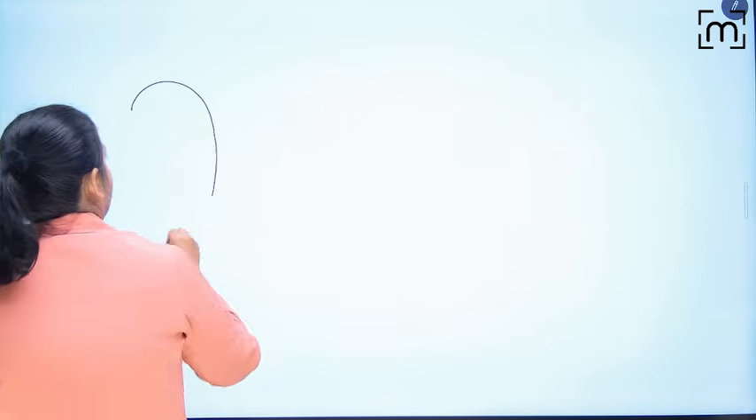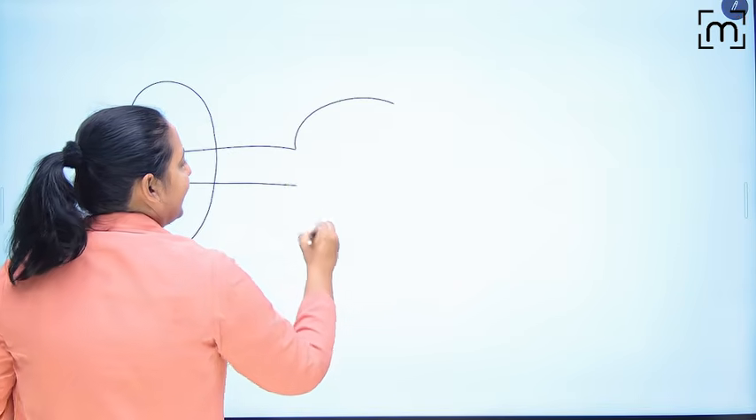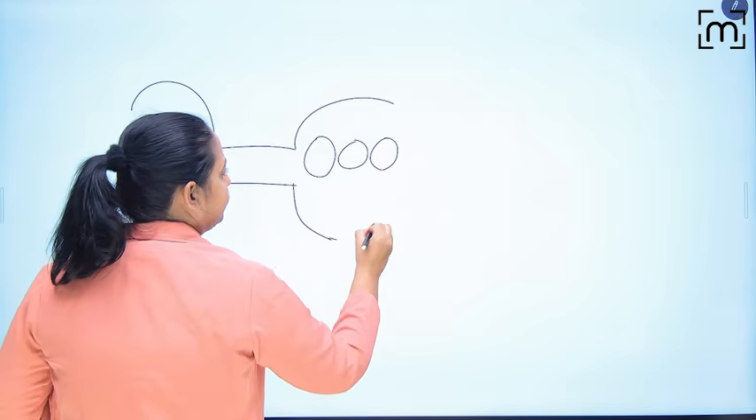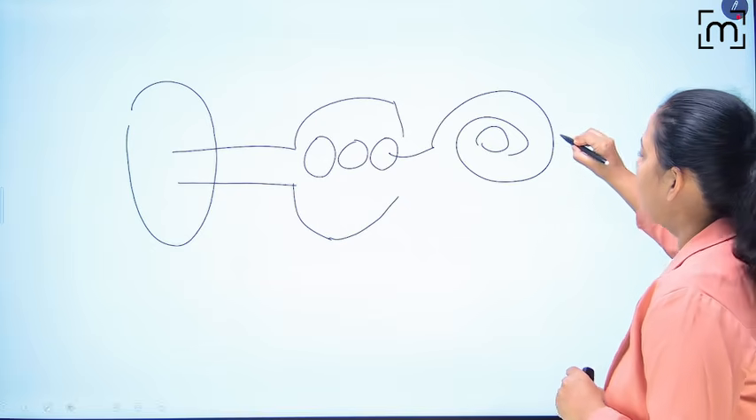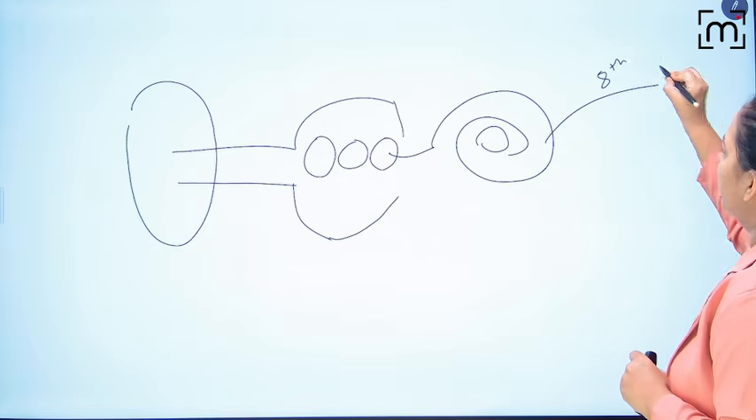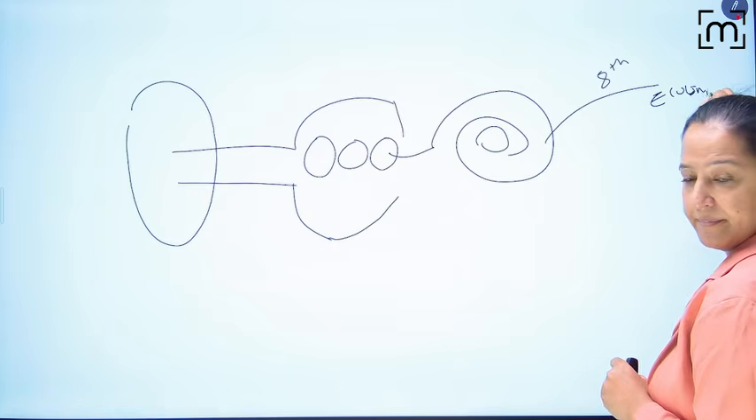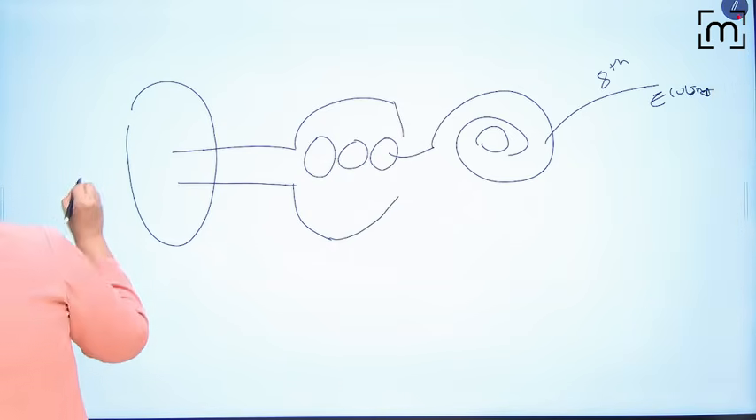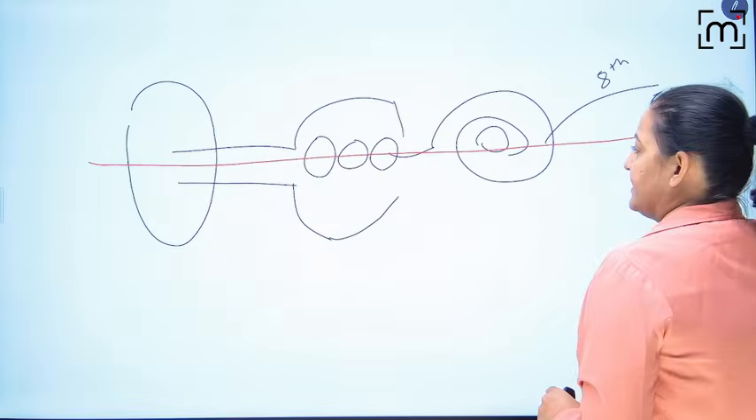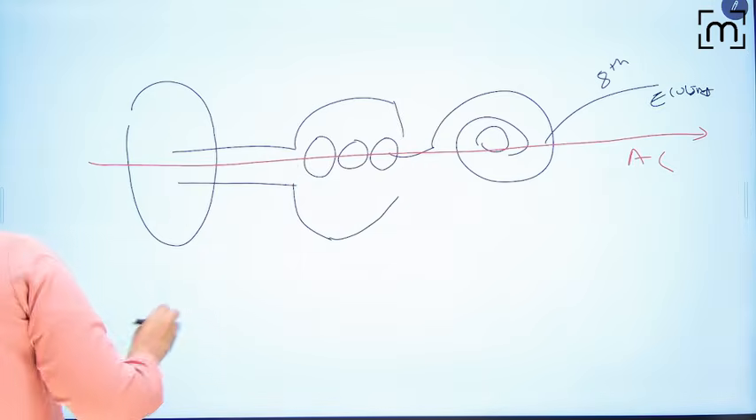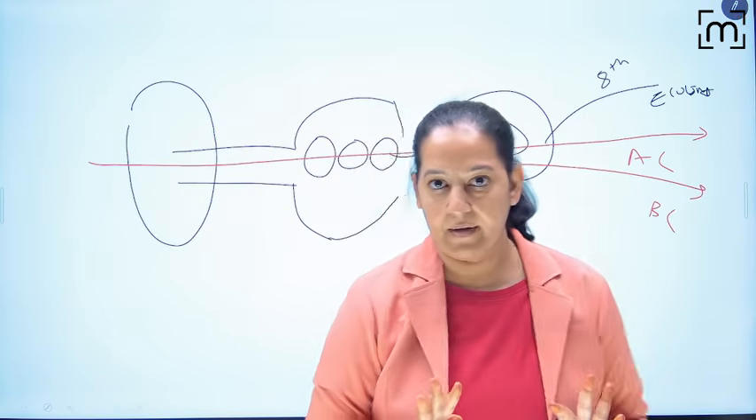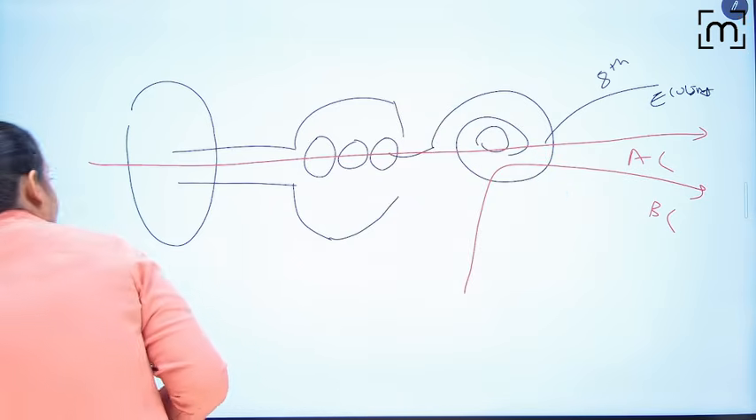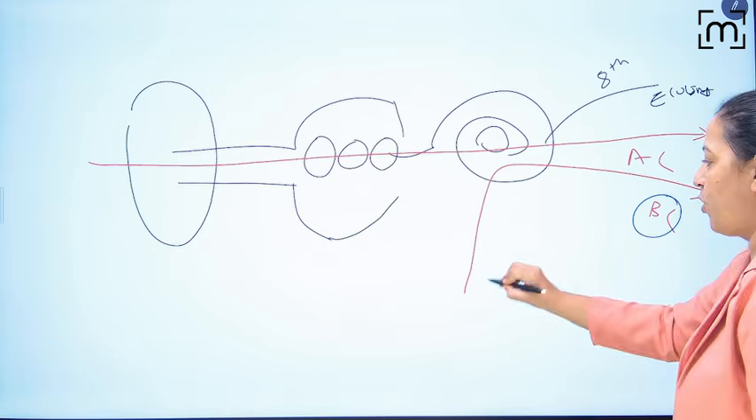So this is the pinna. This is the EAC. This is the middle ear having the ossicles. This is the inner ear. In the inner ear we have the cochlea, and from the cochlea we have the 8th nerve, going to the brain. You remember that diagram? I have drawn two red lines over here. From here till here, it's AC. And from the cochlea till here, this is BC. You remember that diagram? So what we are doing here, the threshold of BC is cochlear deafness.